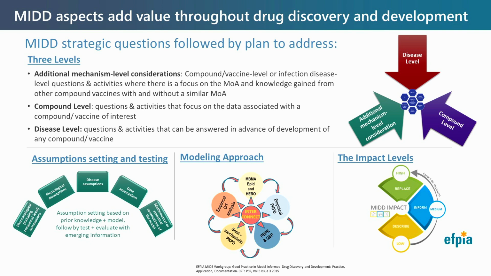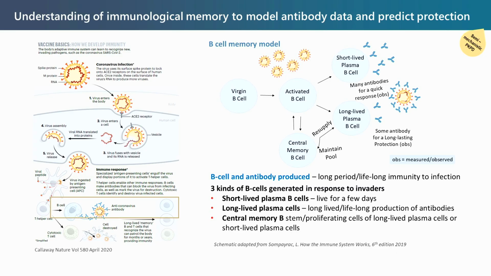MIDD also offers a range of modeling approaches such as model-based meta-analysis, MBMA, and quantitative systems pharmacology, QSP, to accelerate vaccine development. One of the most important questions in vaccine development is the level of immunity required to establish protection and the duration of protection. This is a function of dose and when booster vaccine doses are administered. To answer this question, the understanding of immunological memory is essential.